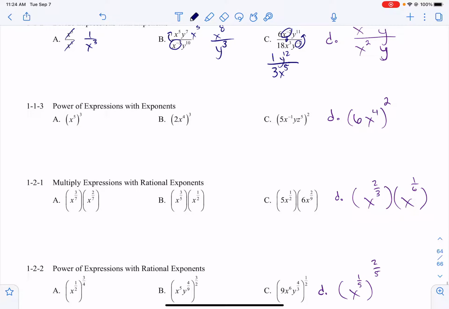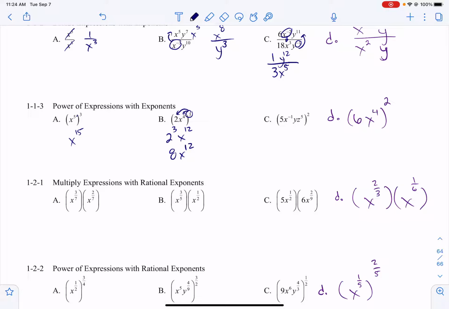Number 3, power of expressions with exponents. Remember, you multiply the exponents. When an exponent gets exponented, that becomes x to the 15th. This 3 is going to go to that x, but it's also going to go to the 2. So I'm going to get 2 cubed, and then x, 4 times 3 is 12. And I know that 2 cubed is 8. So I'm going to rewrite that as 8x to the 12th.